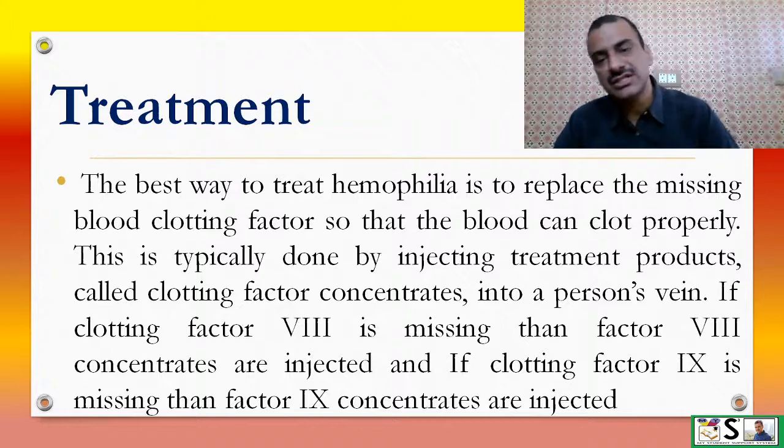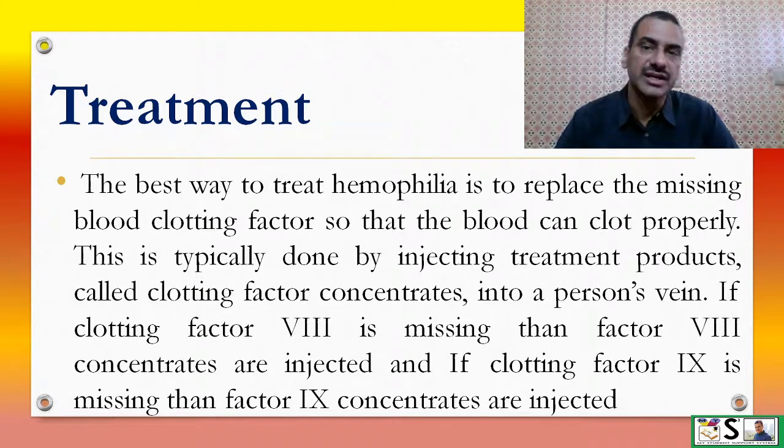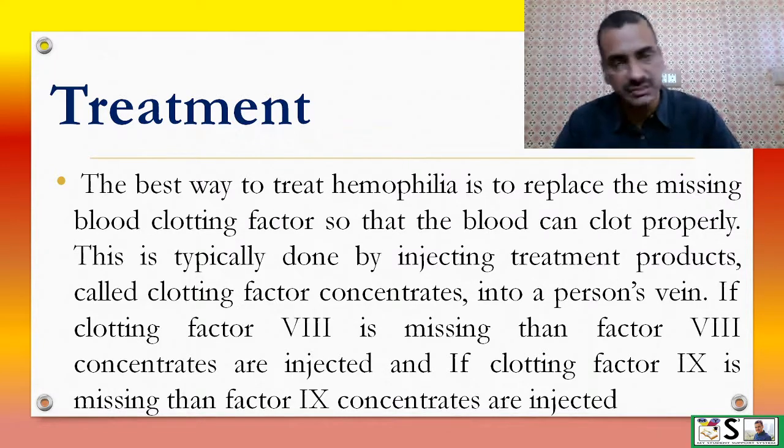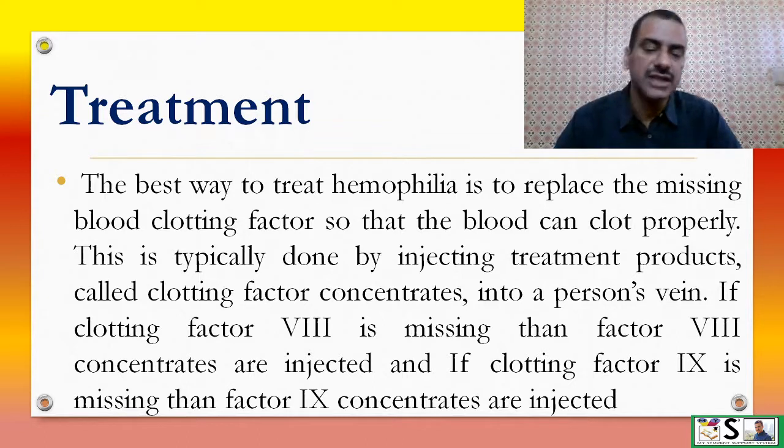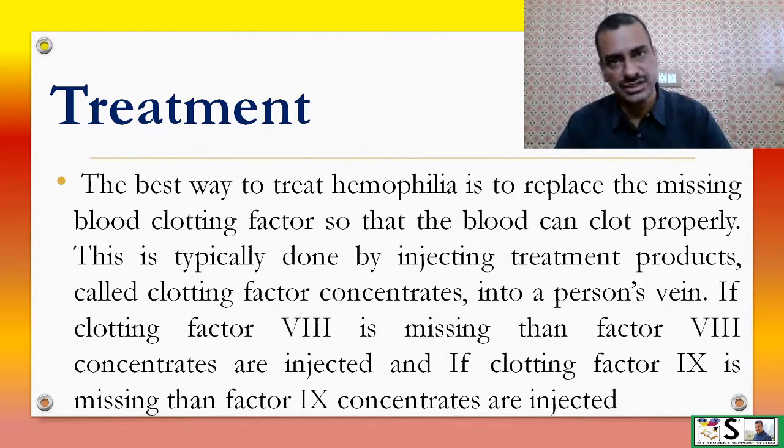Treatment. The best way to treat hemophilia is to replace the missing blood clotting factor so that blood can clot properly. This is typically done by injecting treatment products called clotting factor concentrates into a person's vein, meaning it is given IV. If clotting factor 8 is missing, then factor 8 concentrates are injected, and if clotting factor 9 is missing, then factor 9 concentrates are injected.